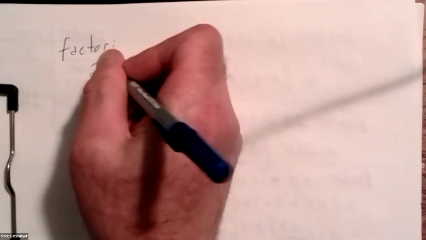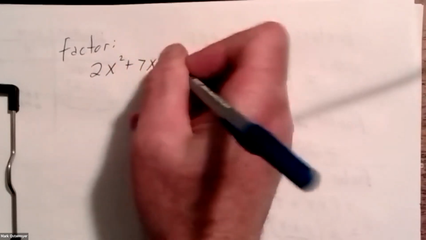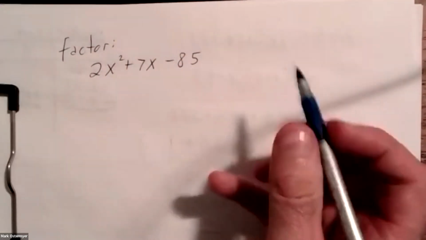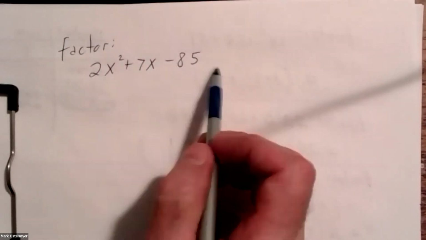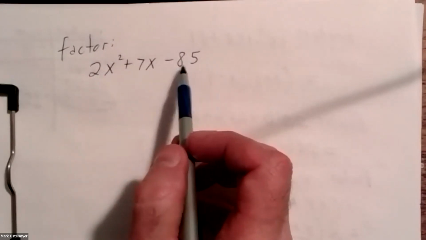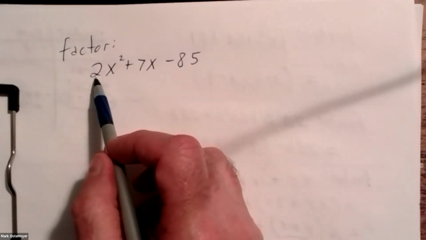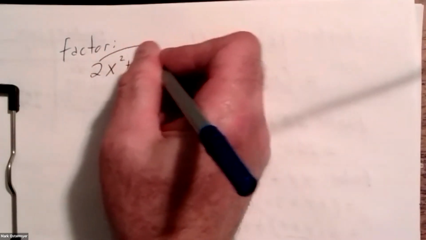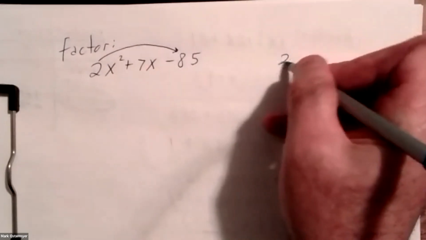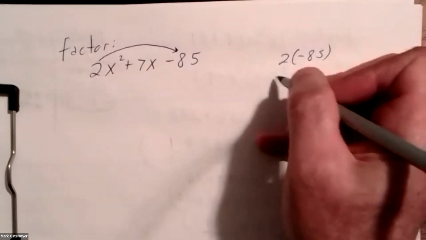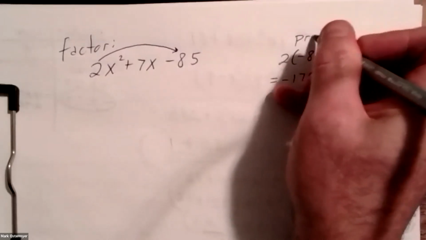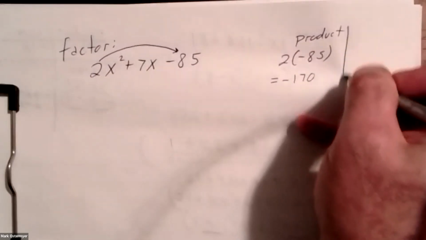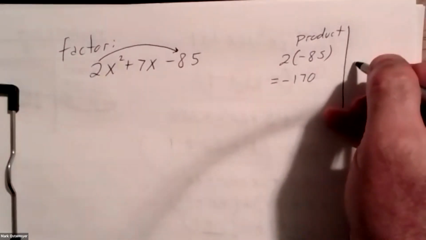Let's try to factor 2x squared plus 7x minus 85. How do we factor this? Well, there's nothing we can factor out of all three terms. It's not a four-termer. It is a trinomial, easy or difficult type. Looks like a difficult type, one with leading coefficient that's not 1. To factor this, we start by taking the product of the leading coefficient and the constant term. 2 times negative 85 gives us a product of negative 170. And our required sum is going to be 7.